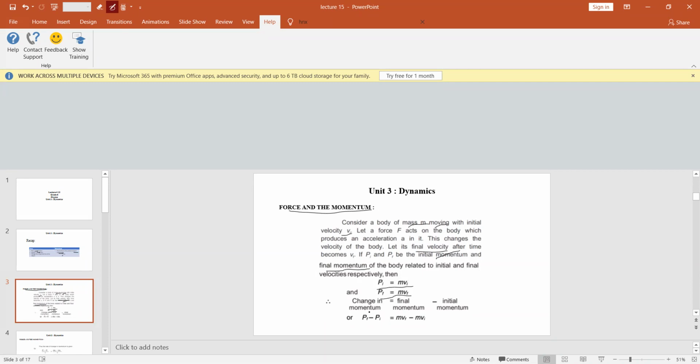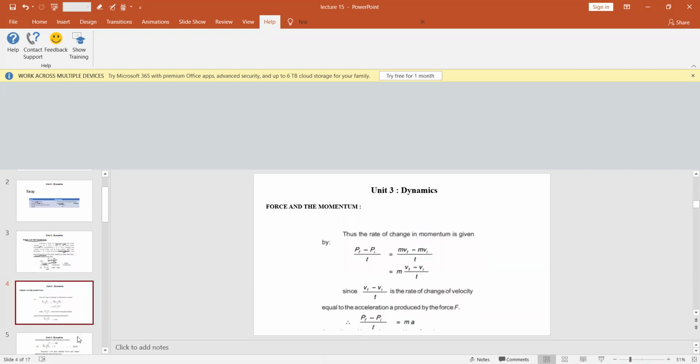So change in momentum can be written as final momentum minus initial momentum. Change in momentum can be written as pf minus pi. Whenever we are using the word change, we are dealing with the sign of subtraction. Final momentum is mvf minus initial momentum, which is mvi.